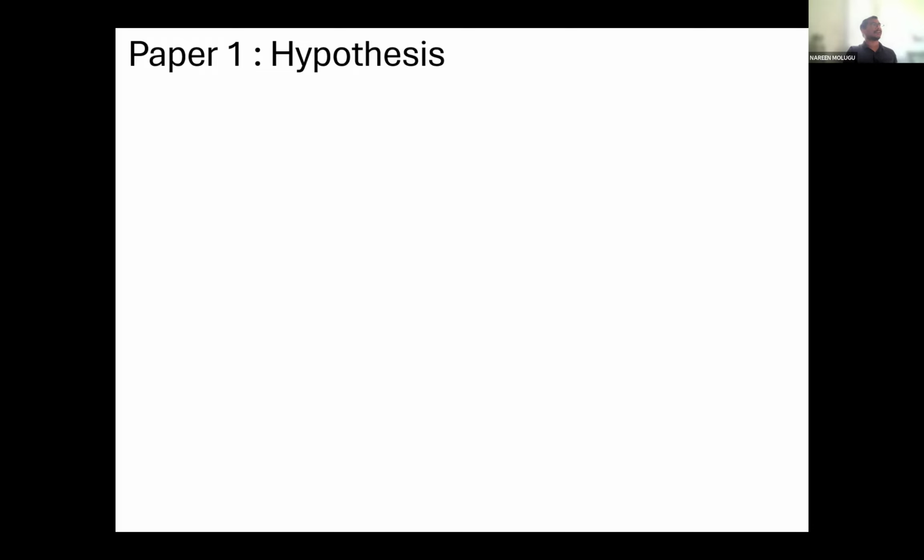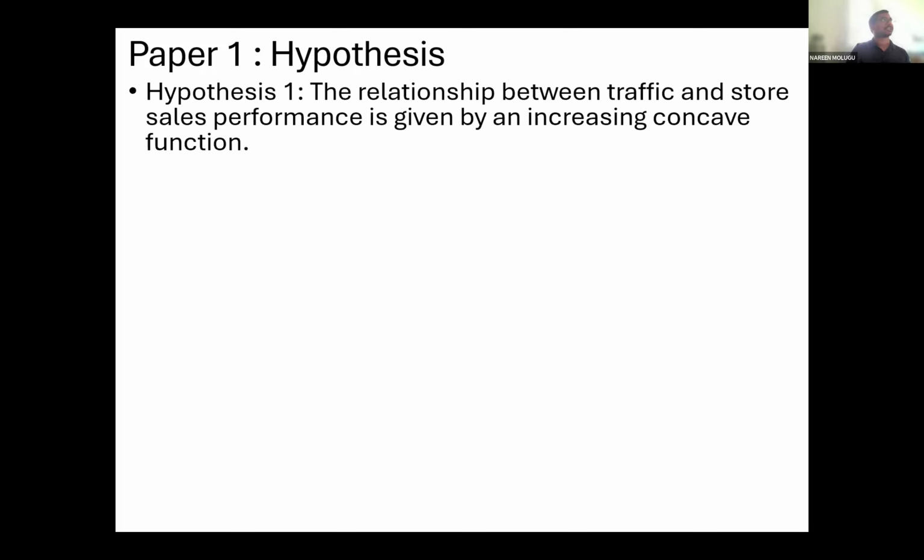So the paper defines all of these questions more formally. Hypothesis one says that the relationship between traffic and store sales performance is increasing concave. And the rationale for this hypothesis is that with an increase in footfall, we expect more chances of more people ending up buying stuff.